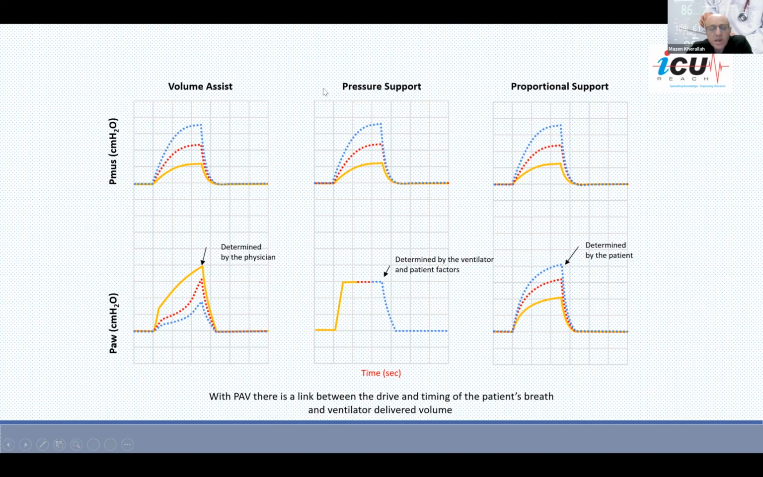Now let's see what happens in pressure control or pressure support. In pressure support, we fix the pressure.